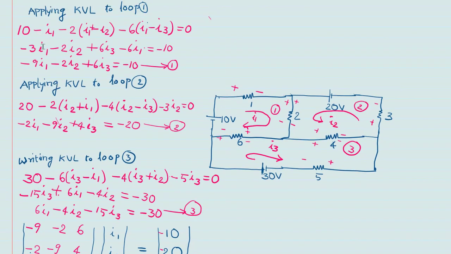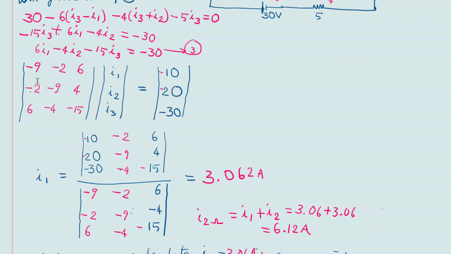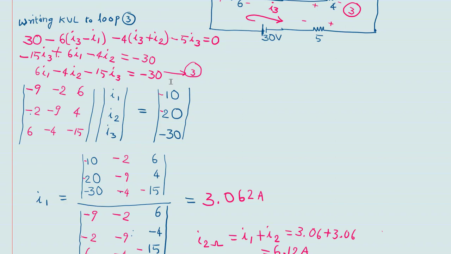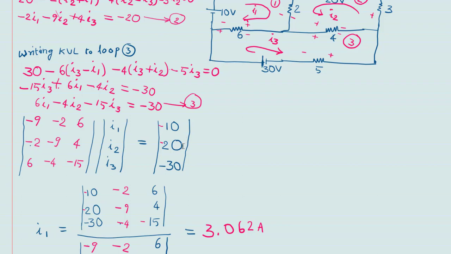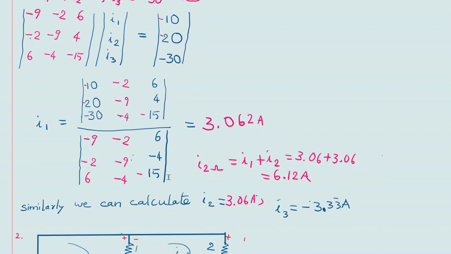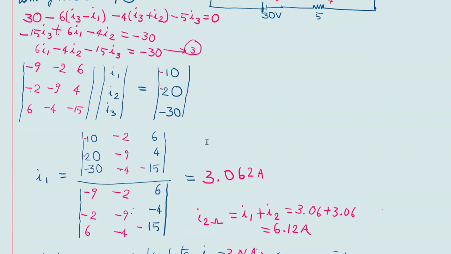So once we write those equations in the matrix form, we get minus 9, minus 2, 6, minus 2, minus 9, 4, 6, minus 4, minus 15. Then this matrix times the I1, I2, I3 matrix is equal to minus 10, minus 20 and minus 30. So that is what we have written here. So we know Cramer's rule. So using Cramer's rule, we can calculate I1, I2 and I3.